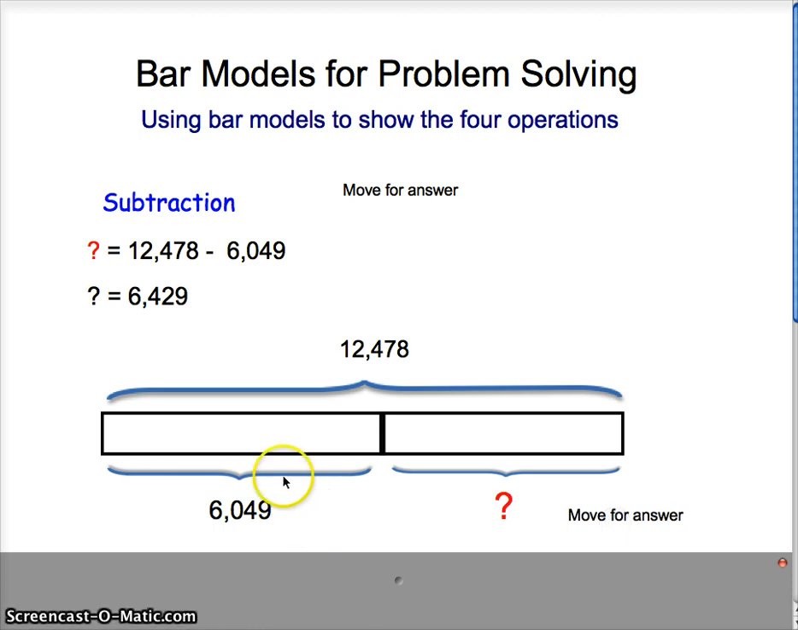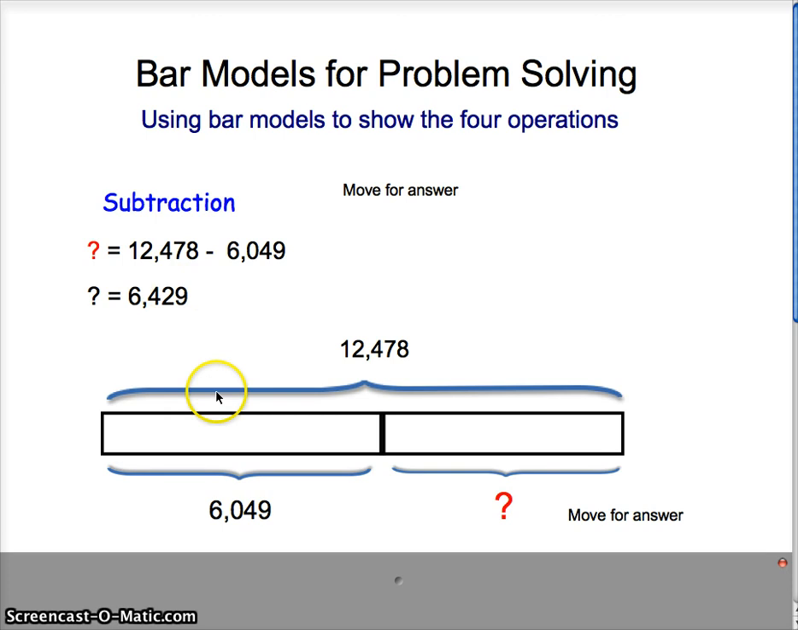Okay, so subtraction, they give you the entire amount, and then they are asking you to subtract one of the pieces, and it's one of the other pieces of the rectangle that we are unsure of for the answer.